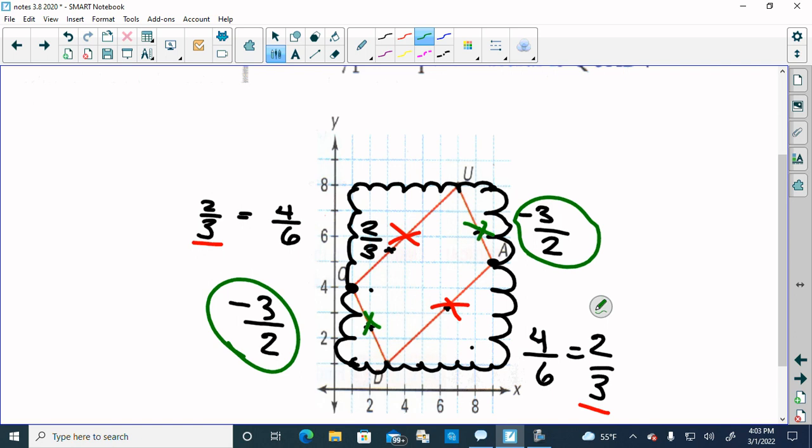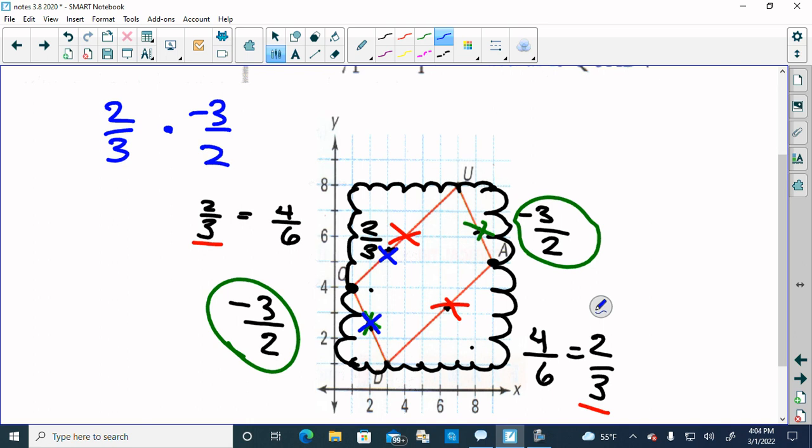Now to prove that it's actually a rectangle, I would need to know that this side and this side make 90 degrees. Another word for 90 degrees would be perpendicular to each other. So the slope for this side was 2/3, and the slope for this side was negative 3/2. Remember we said when we multiply them, they need to equal negative 1.